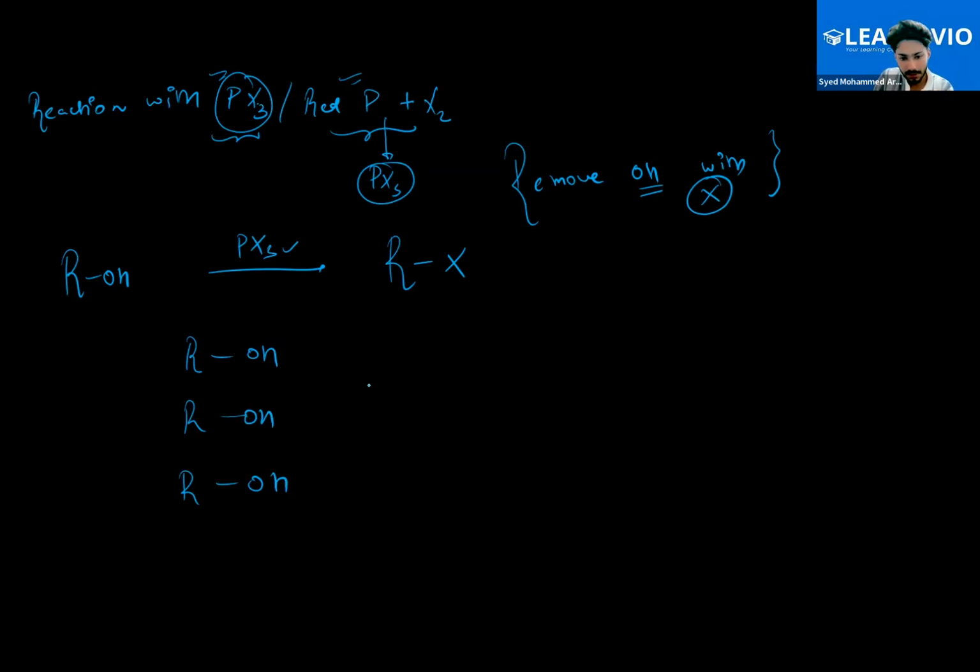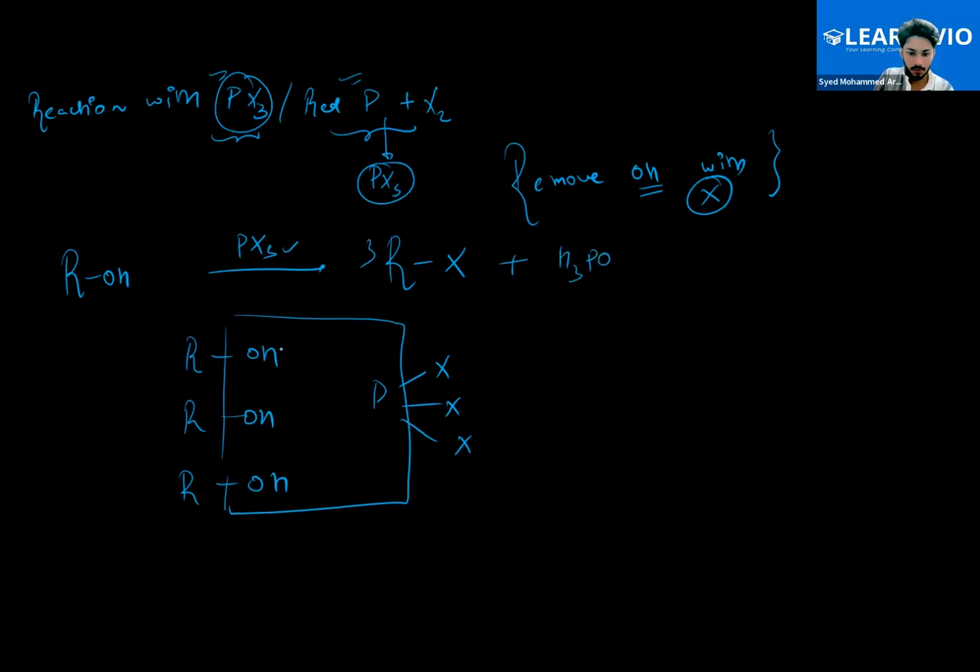So write this P as this, like PX3 as this, and remove this like this. What you will get? You will get 3 RX plus your H3PO3. How much? PO 1, 2, 3. PO3. Fine, you will get this byproduct.